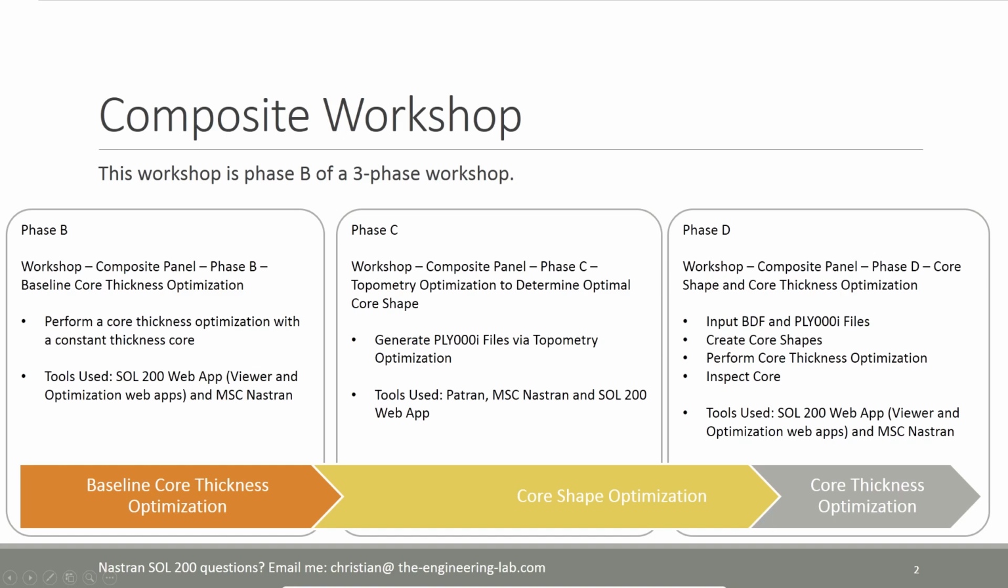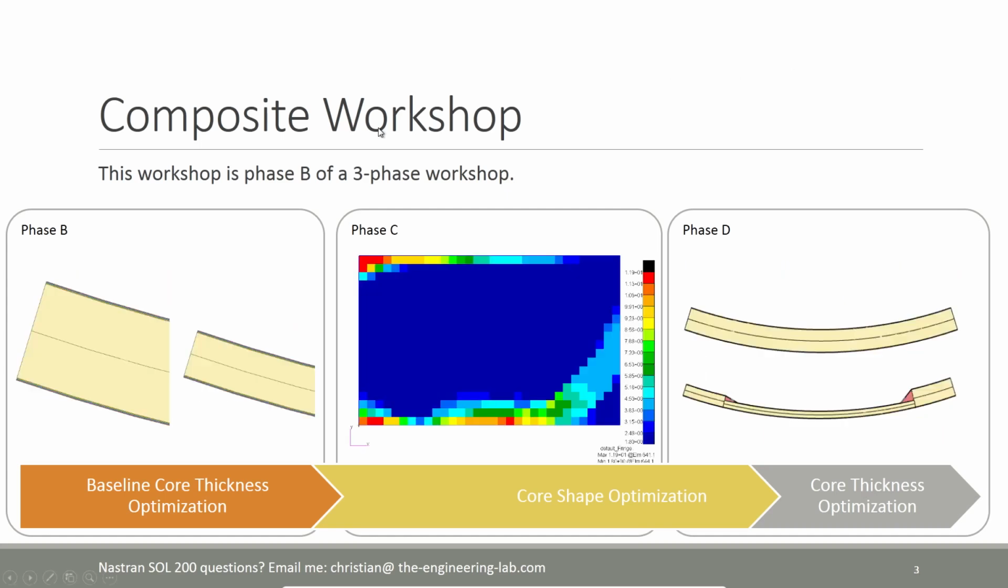Now, when you're working with composite optimization, it can be a very lengthy process. So instead of making this tutorial 1 or 2 hours long, I've actually broken up the tutorial into different phases, if you will. In this first phase, we're only going to be focused on optimizing the thickness of a constant thickness core. So here we're on phase B.